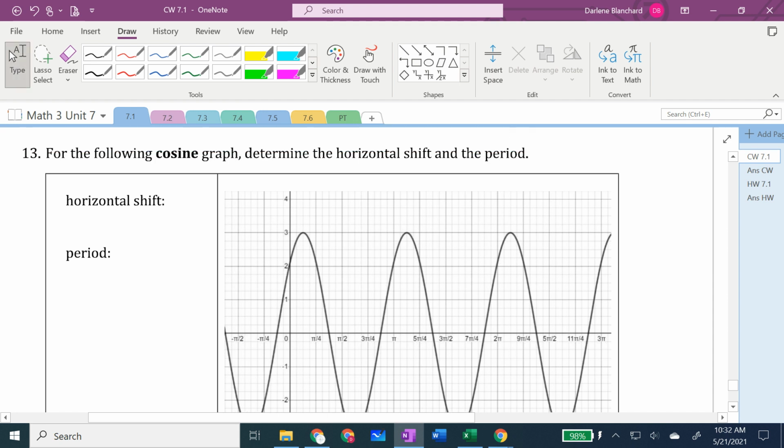If I'm dealing with a cosine graph, it begins a cycle at its highest point. This could be a beginning of a cycle.